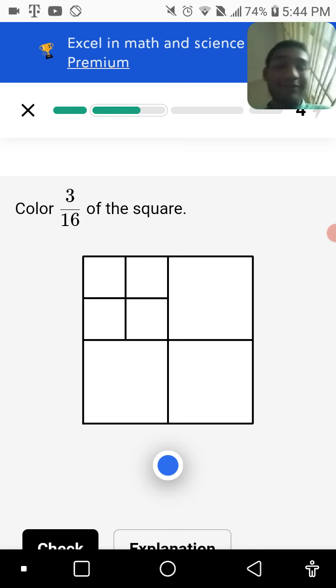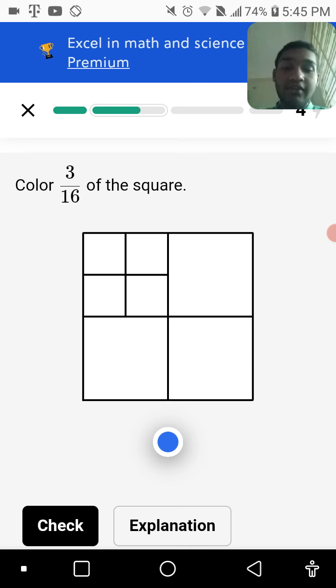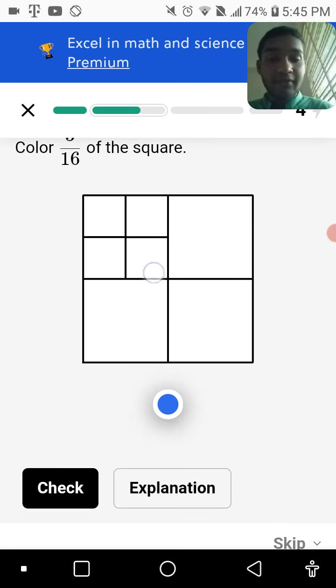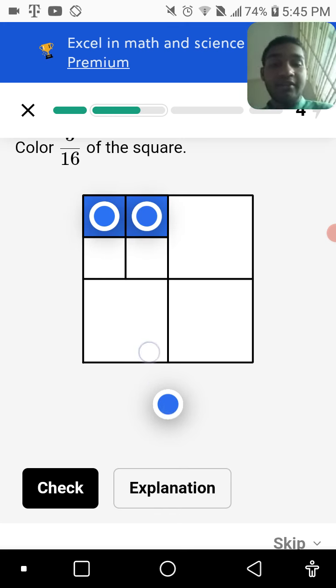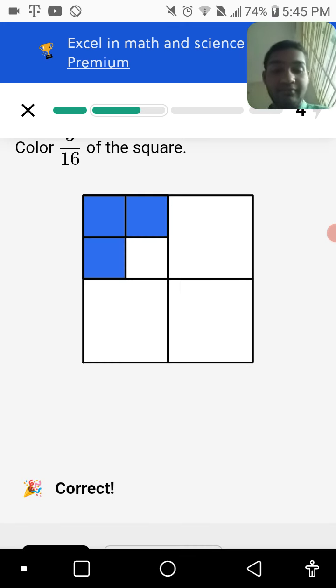3 by 16. Now this is where things get kinda creepy. Oh man. So 3 by 16. Basically we need to divide this whole square into 16 pieces. At first, 4 into 4, 4 by 4 is 16. So if there is 4, then there should also be 4, and also 4, and also 4. It's already divided, so I just have to color these 3 and it's done.